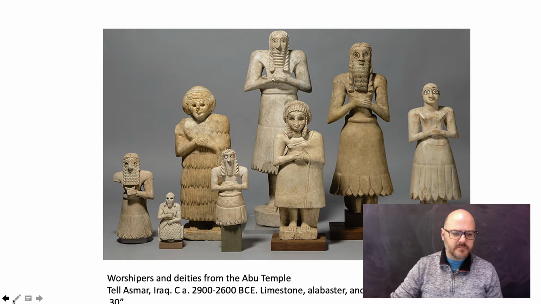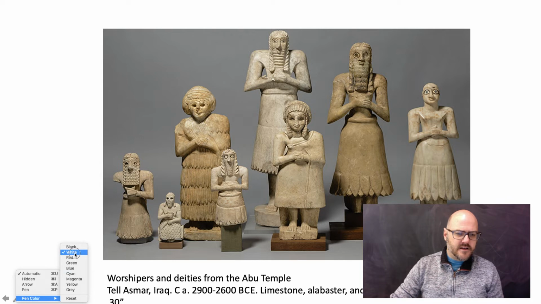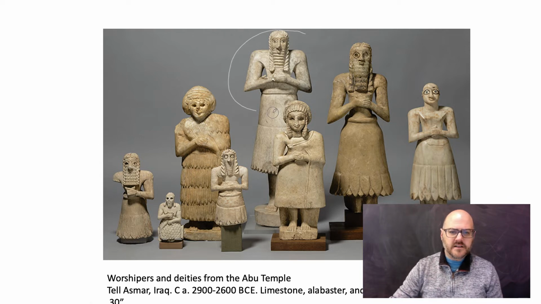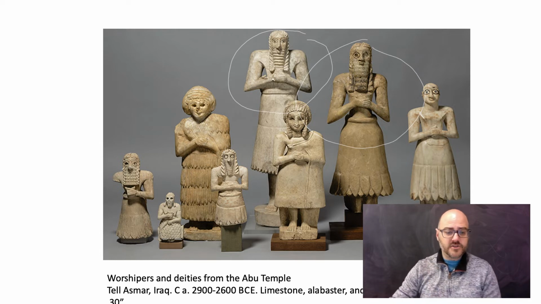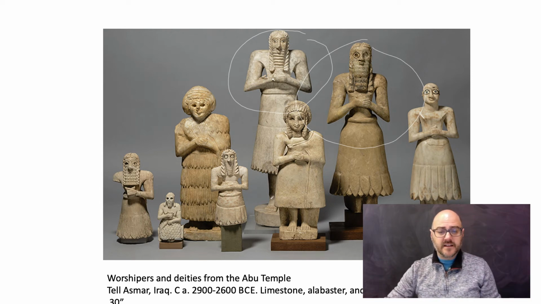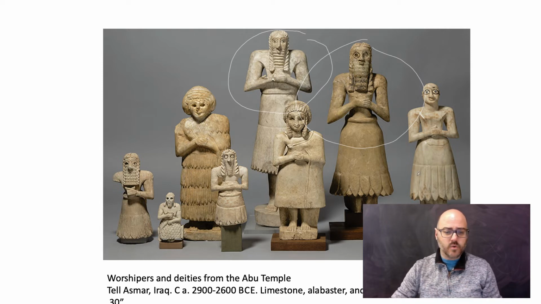So I'm going to pull up my pen here. This tallest one here is likely, and this one as well, Abu. So these were all just known as worshipers, right, because they are praying. And this was found in the temple dedicated to Abu, the god. And so it makes sense that these two perhaps are Abu, and then these other ones are just worshipers.